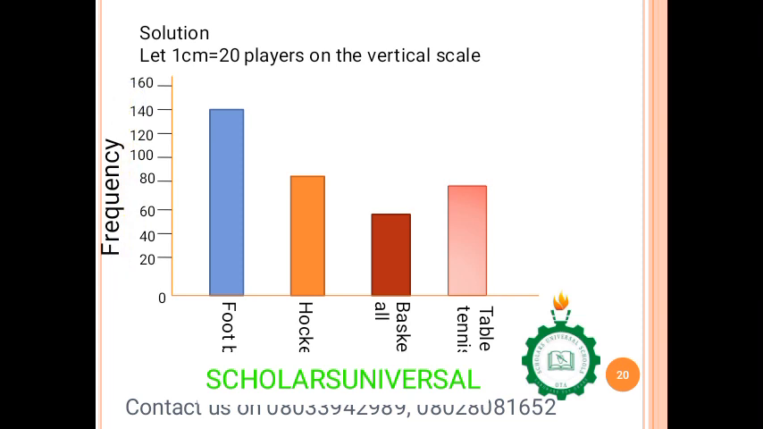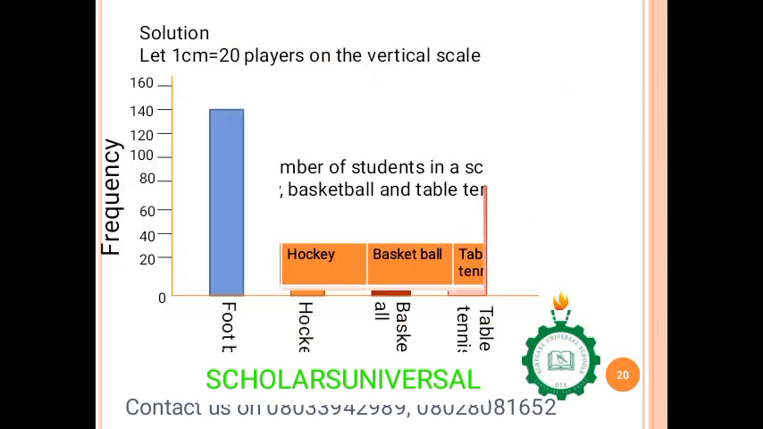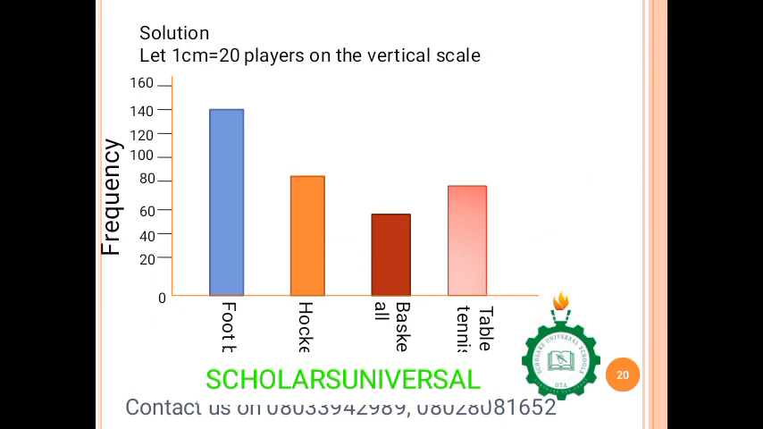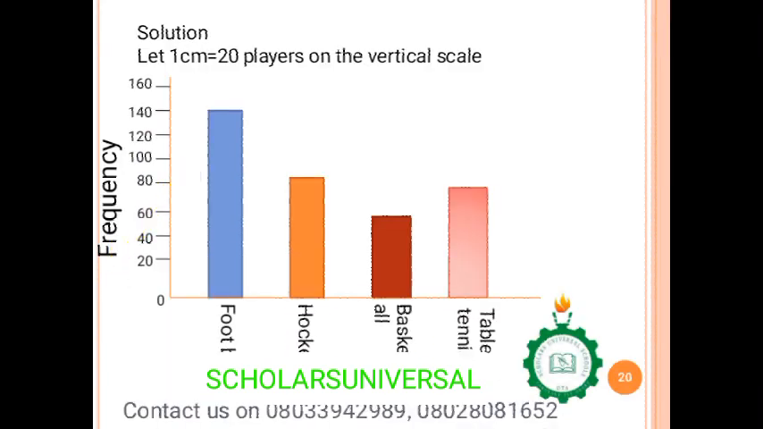If you look at the difference between 20 and 40, it is 20. The difference between 40 and 60 is 20, and the difference between 60 and 80 is 20. You can see that the trend increases by 20. So draw it to scale. That's why I put 1 centimeter to represent 20 players. So here is your frequency, and you have your games here.